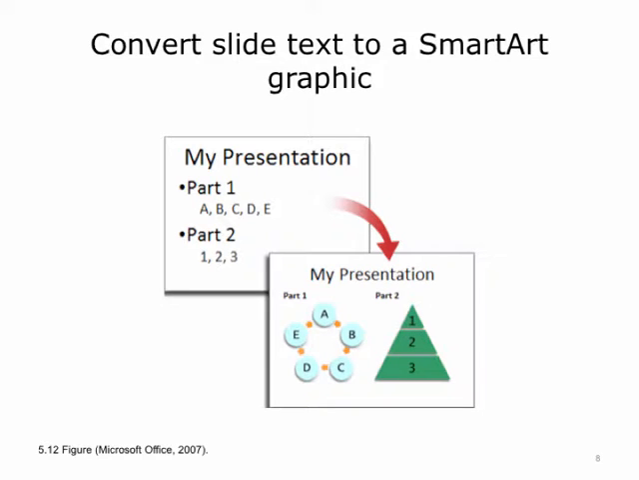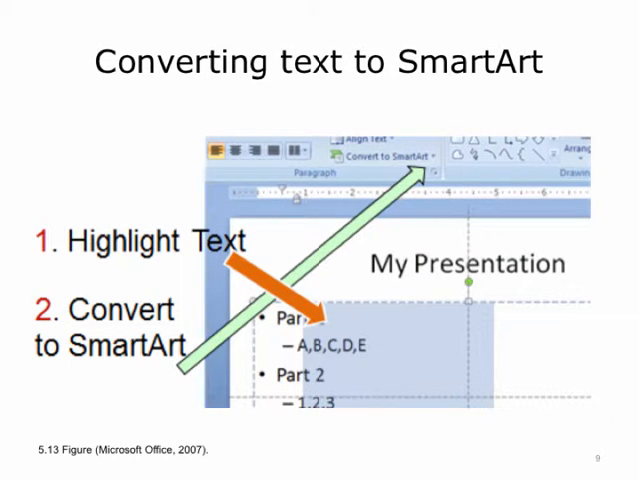SmartArt graphics are a new way to add visual interest to your text by converting your bulleted list to a graphic. To convert a block of text in your slide to SmartArt, first select the Insert tab, then select the text, and then select the appropriate design to enhance the meaning of your text.